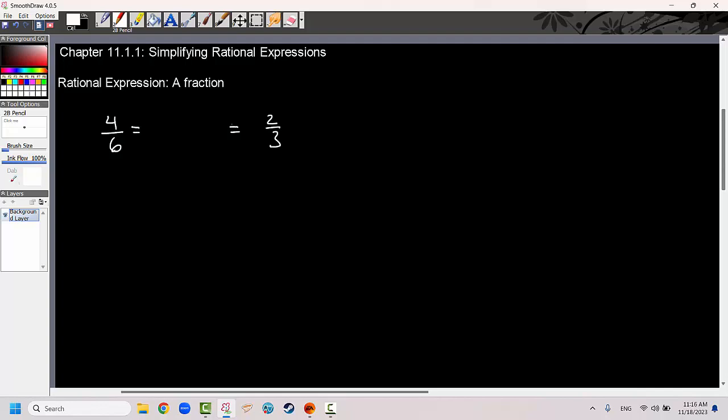Well, what happened here is when you look at the 4 and you look at the 6, you start noticing things that they might have in common, numbers that they might have in common. So if I looked at 4 in a bit of a different way, instead of 4, I could call it 2 times 2. And then same thing with 6. Instead of 6, I could call it 2 times 3.